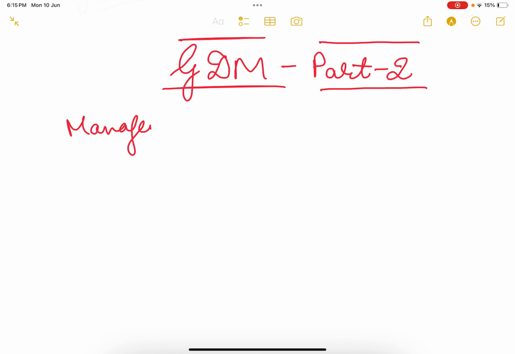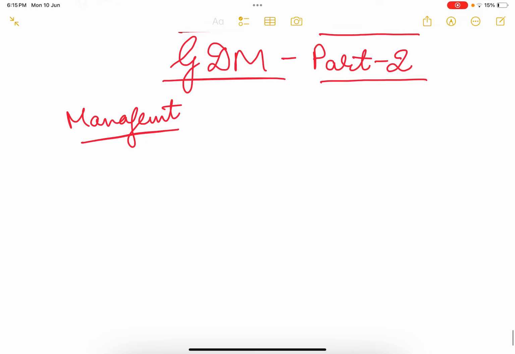So in the first part of the GDM chapter, we have studied how to diagnose diabetes, how to screen for GDM, and what are the different criteria, and how HbA1c was affecting pregnancy, and how organogenesis was affected, and what are the congenital malformations which were taking place. In the second part of this, we will come to the management of gestational diabetes.